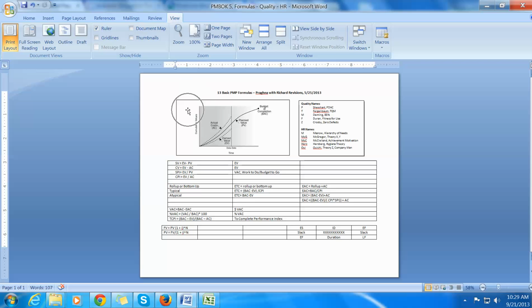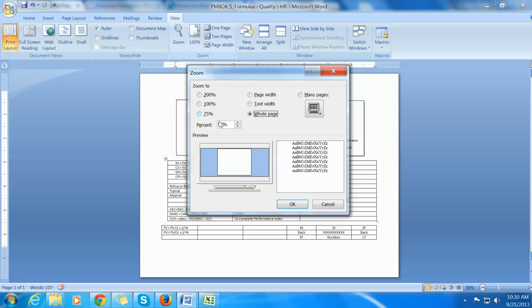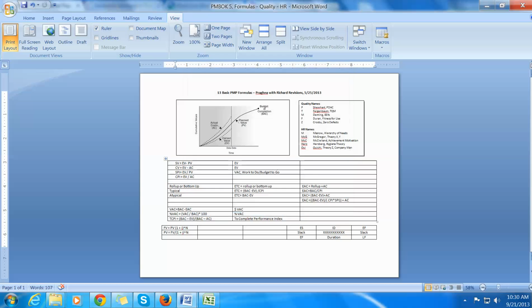This chart is the key part to everything. This is something I did for quality with quality names and HR names. It's not critical. It doesn't relate to this. It's just something I did for my brain dump. What does matter are all of these formulas. And if you count them up, there's about a dozen. So let's make them a little bit bigger so you can see what's going on. Let's make this about 125, blow it up.